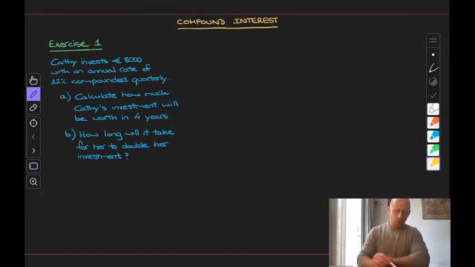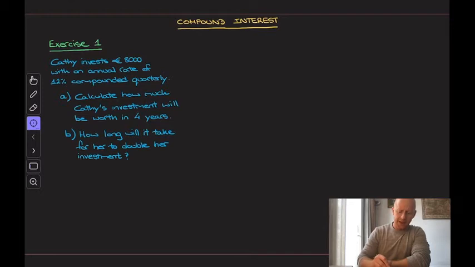So let's see. We're told in this first exercise that Kathy invests 8,000 euros with an annual rate of 12%, which is compounded quarterly. Remember, we saw last time that when we're told compounded quarterly, it basically means 4 times in a year. Put simply, every term or every trimester that goes by, interest is compounded.